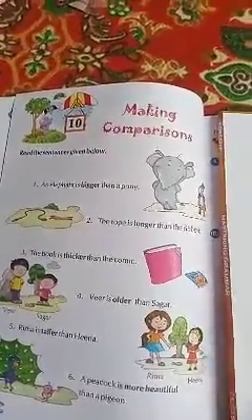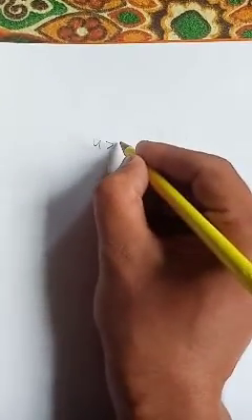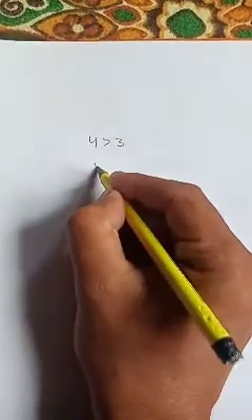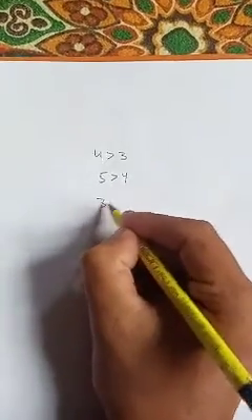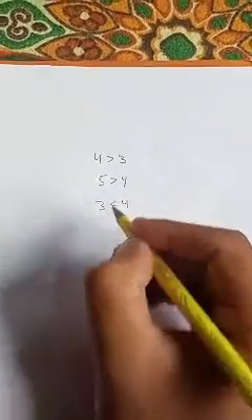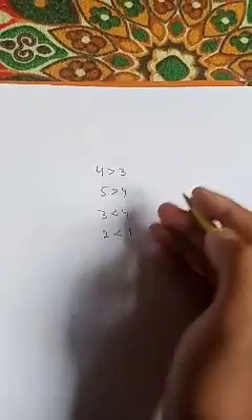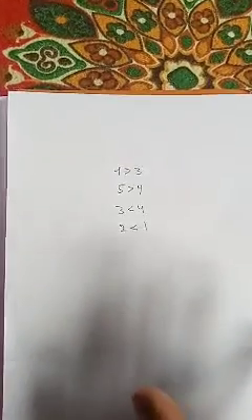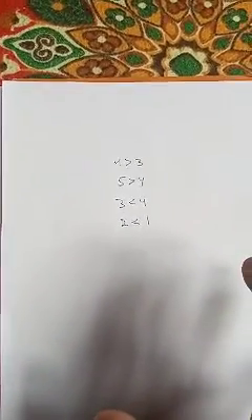In your other classes like math, you might have learned how to make comparison between two numbers. For example, 4 is greater than 3, 5 is greater than 4, isn't it? Like 3 is less than 4. Okay, 2 is less than 1. So here we learn how to make comparison between two numbers.